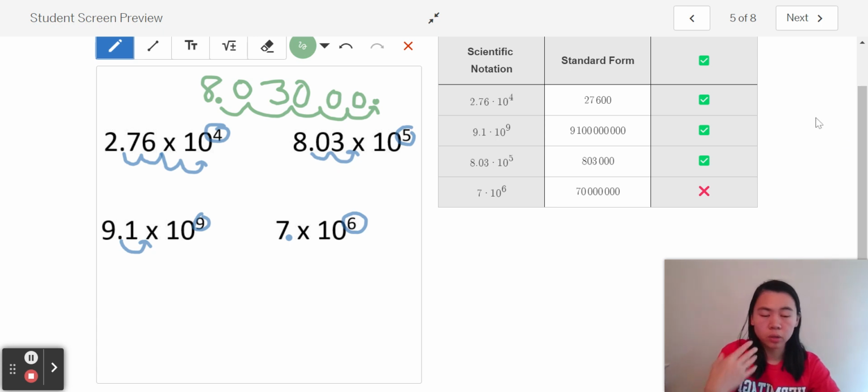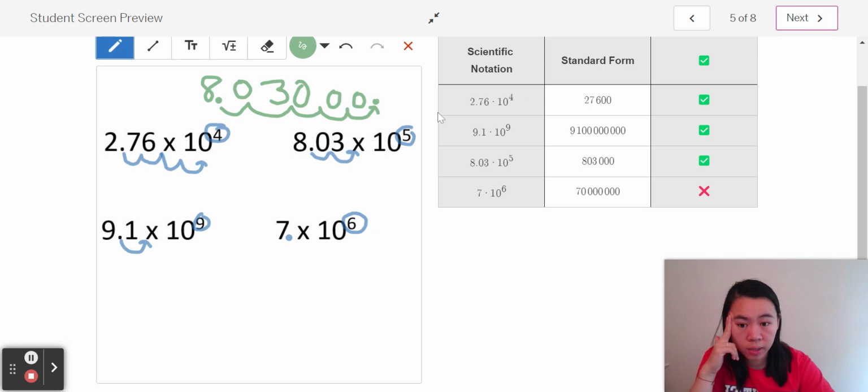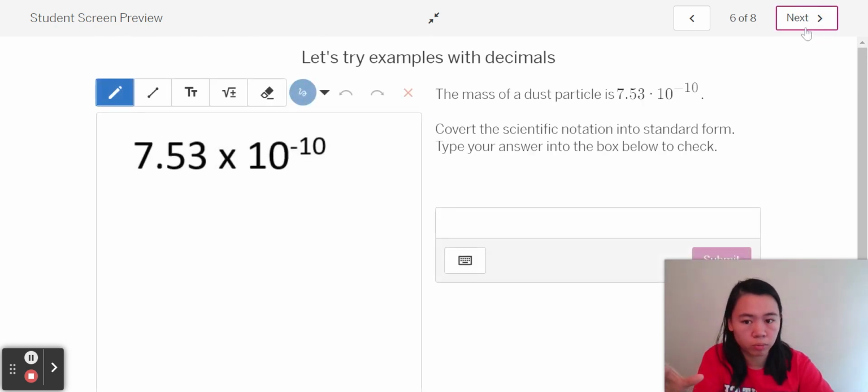Show your work, physically make the jumps, or if you're good at reasoning, you can think, I got to get over the 0, I got to get over the 3, so I only have 3 jumps left. Whatever works for you. All right, let's try examples with decimals.